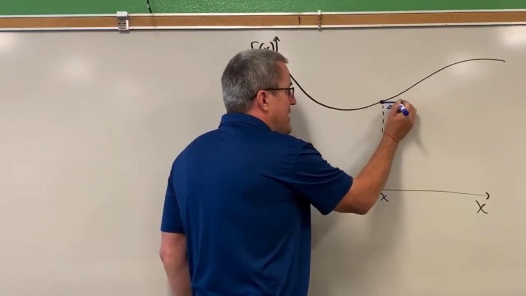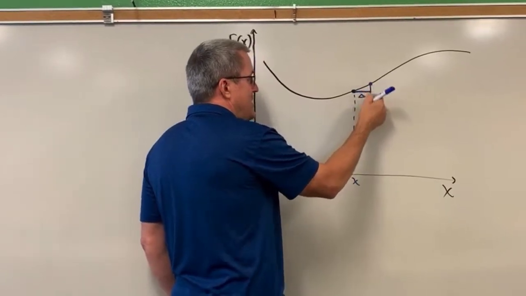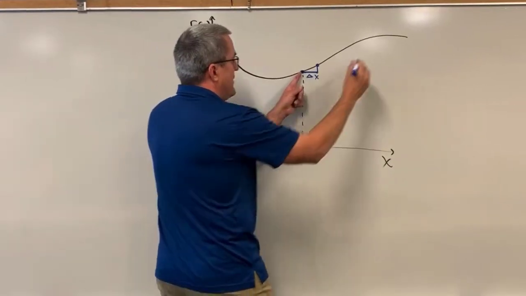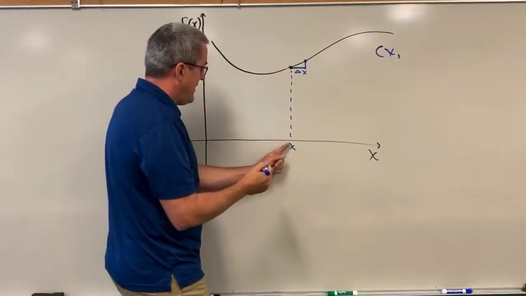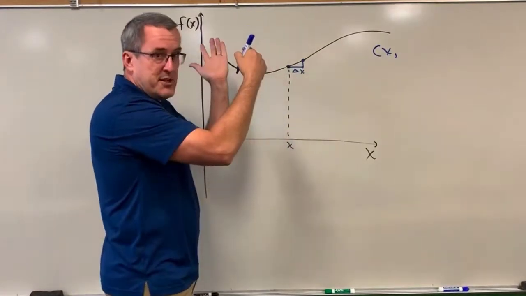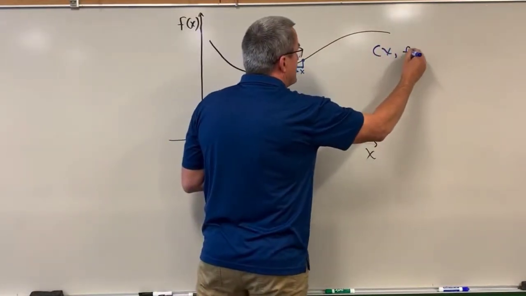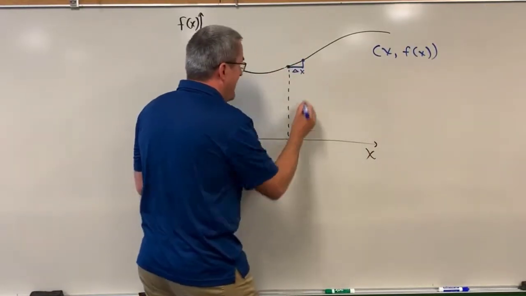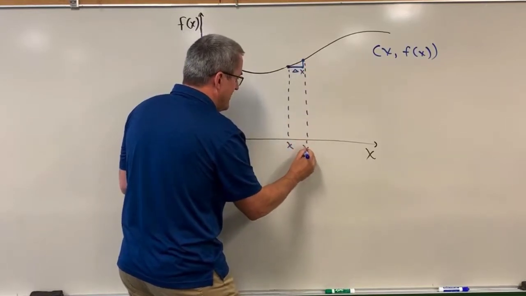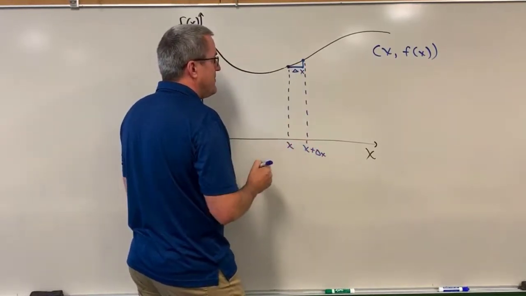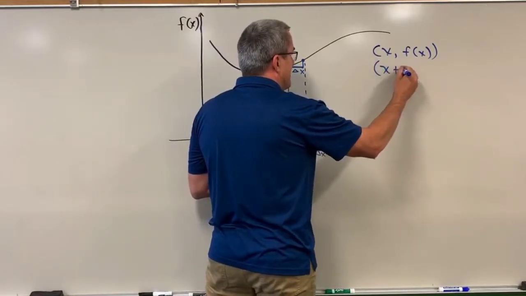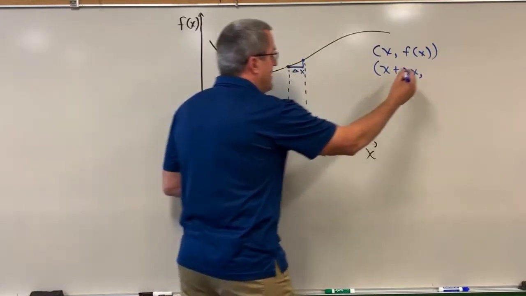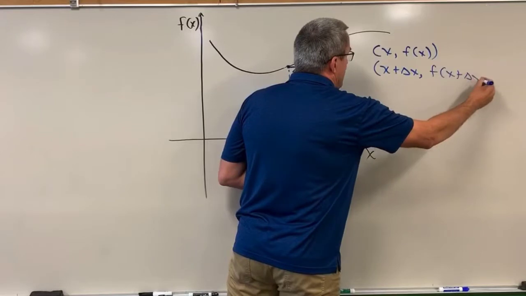In that small change in x, my function changed a little bit as well. So let's look at those two points again. This first point is the point x, comma, and then whatever x was, we would substitute it into the function to determine the output quantity, and we would say it's f of x. We adjust x by a little bit, and that new location is the original x plus that change in x. And so the new point has that input, and the output quantity would be f of x plus delta x.